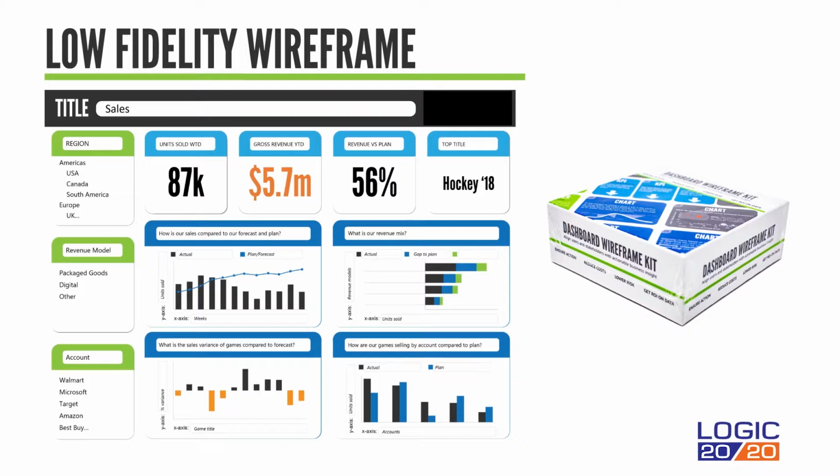And obviously anything below the line is orange, and we're going to be worried about it. And you can see then there's the connection between the gross revenue KPI on the top and this chart down the bottom. And finally, how are our games selling by account compared to plan? Ultimately, probably going to tweak this visualization a little bit, but we're using the double bars to show actual versus plan. Probably show a target line, as you're going to see in the high fidelity wireframe.